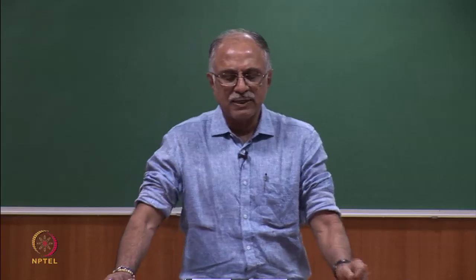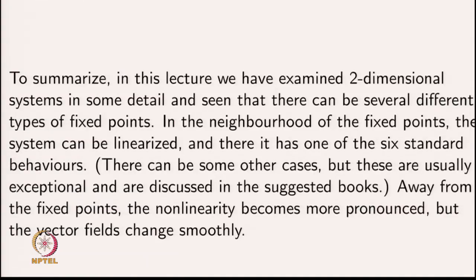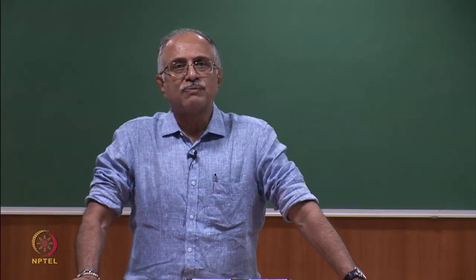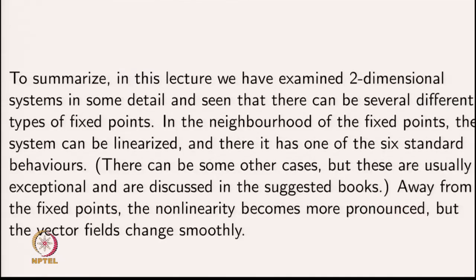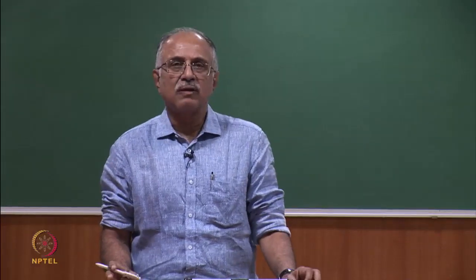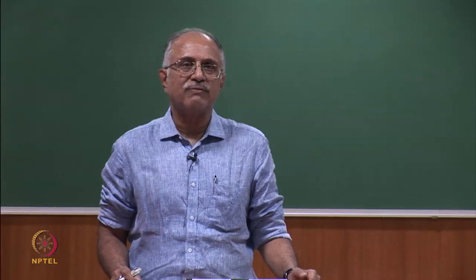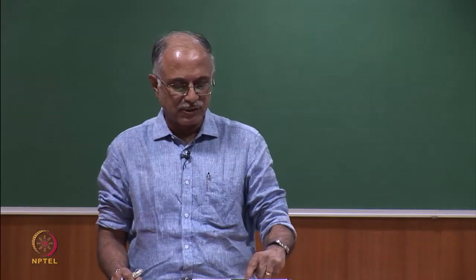So, to summarize, in this lecture we have examined two-dimensional systems in some detail. We have looked at flows, and we have seen that there can be several kinds of fixed points. In the neighborhood of the fixed points, the system can be linearized, and there it has one of the 6 standard behaviors. I have already pointed out that there can be some other cases which are the marginal ones. These are exceptional and are discussed in the suggested books. Away from the fixed points, the nonlinearity becomes more pronounced, but the vector fields themselves will change smoothly.